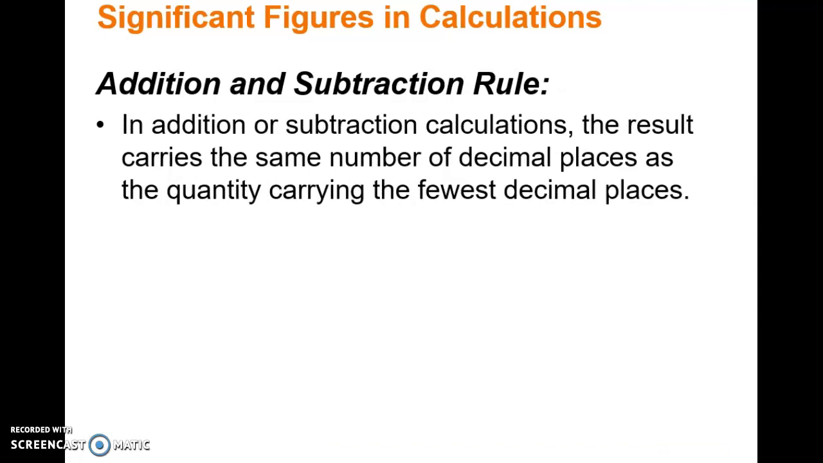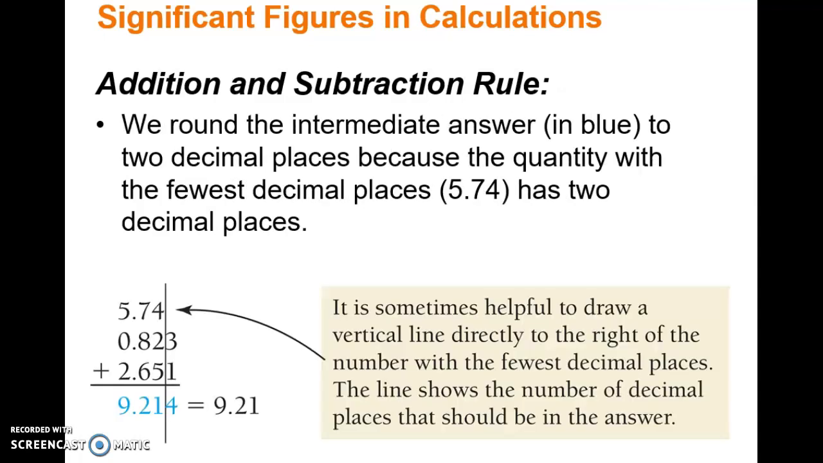Okay, addition and subtraction, you're going to go by decimal places. Whatever you're adding or subtracting, the one with the least amount of decimal places represents how many decimal places your answer will be carried out. If you look at this here, this one goes 2 places past the decimal, this goes 3 places, and this goes 3 places. Because this one only goes 2 places past the decimal, my answer can only go 2 places past the decimal. What pops up in your calculator is 9.214, but it's going to just be 9.21 as my answer because it can only go 2 places.